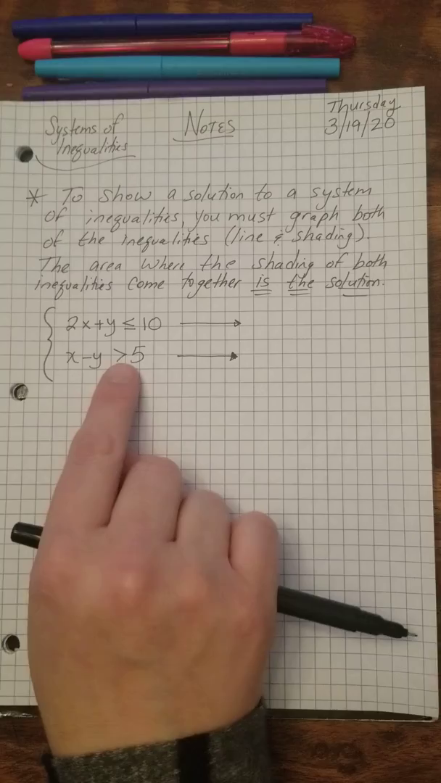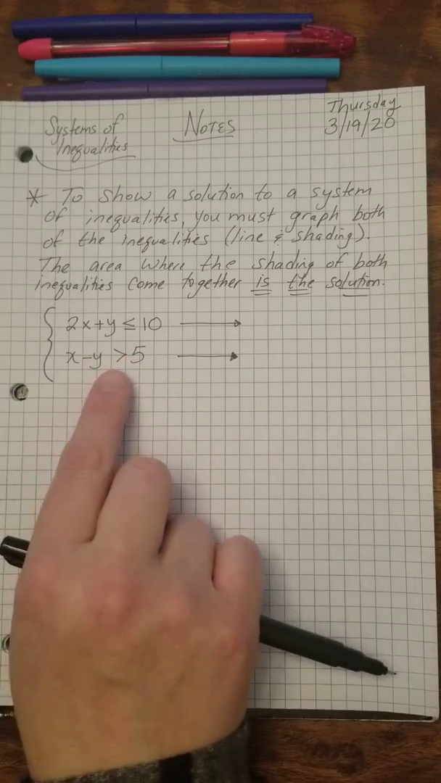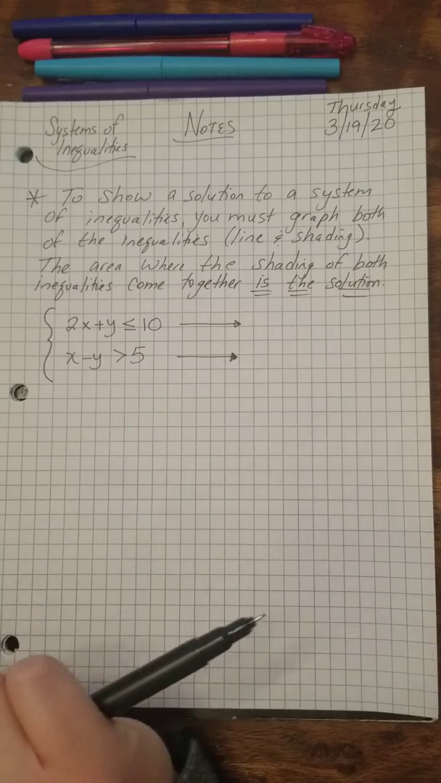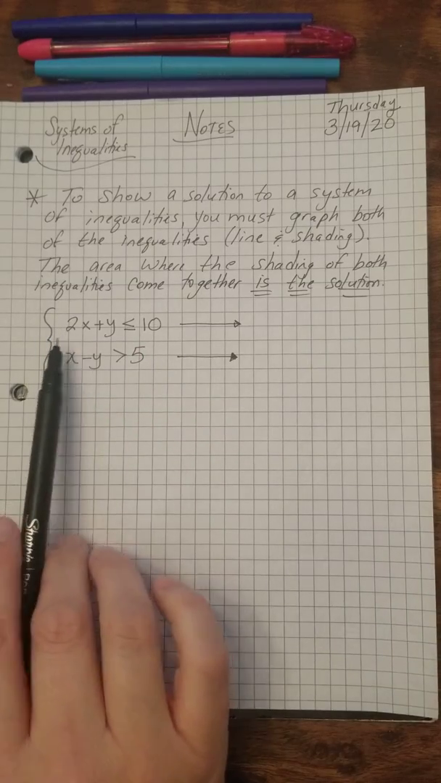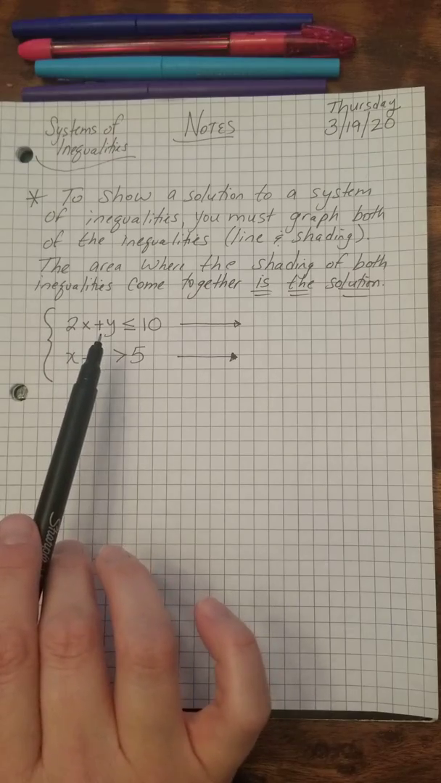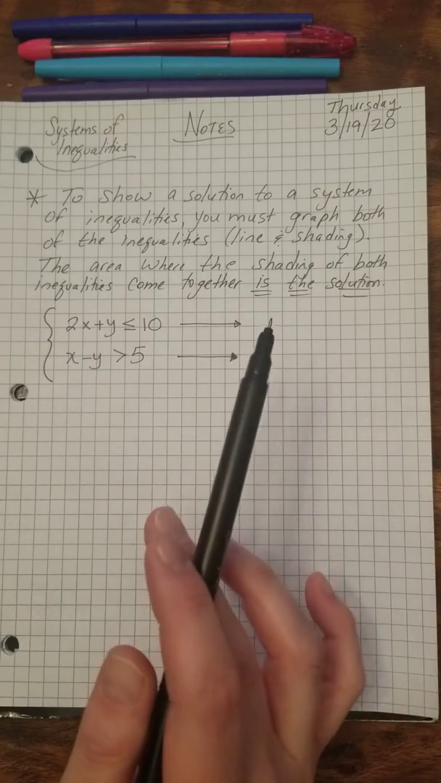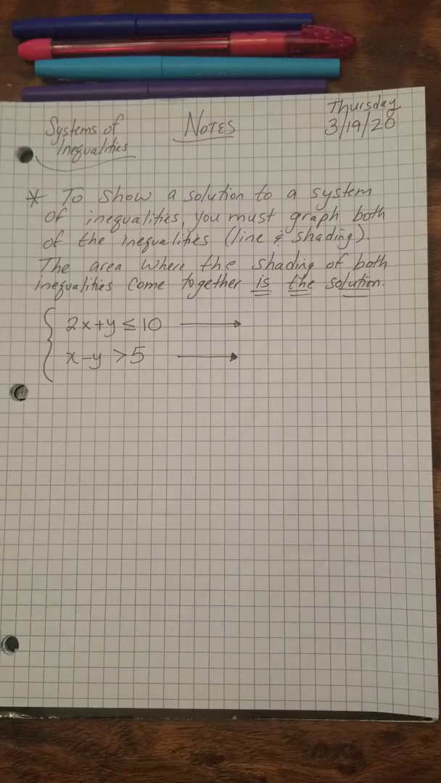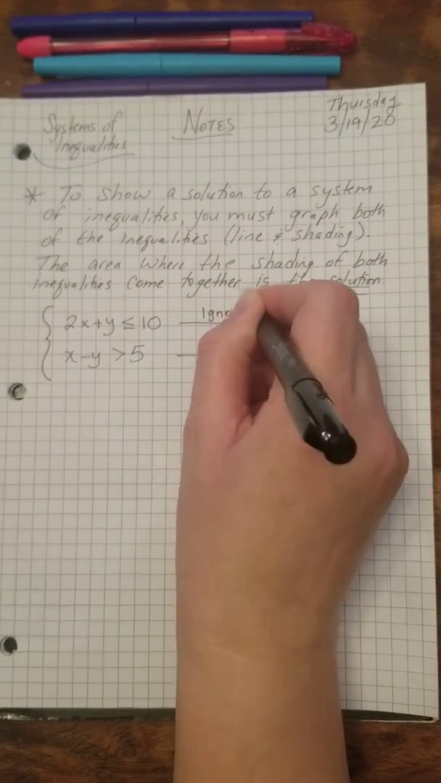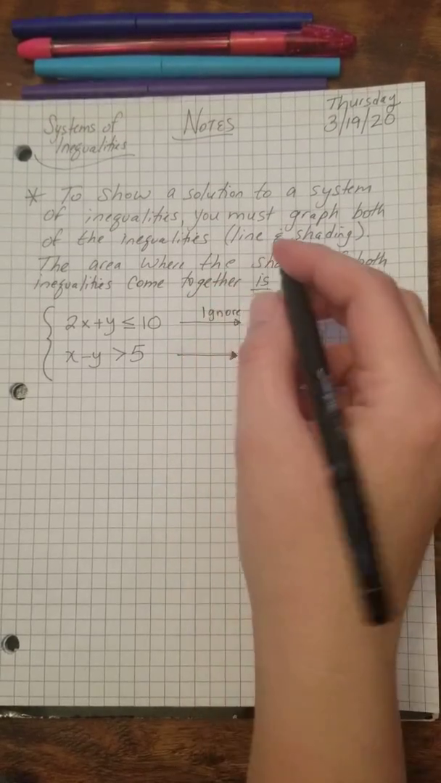The other thing the inequality does is we will put a test point into it. The easiest point is always 0, 0. In this particular one, we will be able to use 0, 0. If you can't use 0, 0, pick the next easiest point, like 1, 1 or 2, 2. It just can't be a point that's on either of the lines. So the first thing we're going to do is ignore the inequality.